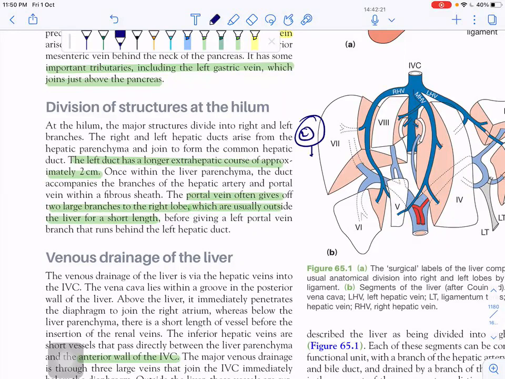Okay, it has a very long extrahepatic course. The portal vein gives off two large branches to the right lobe, which are usually outside the liver for a short length, before giving off a left portal vein branch that runs behind the left hepatic duct. Just remember, the portal vein gives two large branches to the right lobe, that is our right and middle, which are usually outside for a short length.